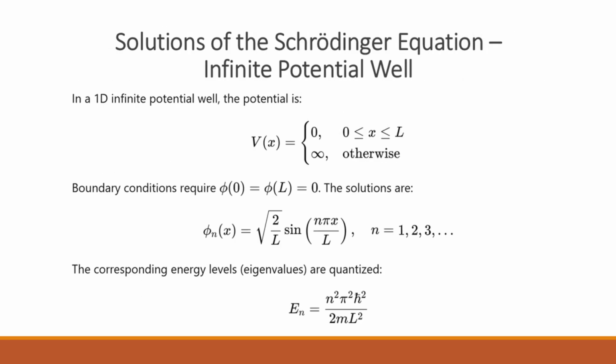In the case of an infinite potential well, the potential energy V(x) is zero inside the well and infinite outside. This creates a one-dimensional box where a particle is confined. The boundaries of the well are at positions x equals 0 and x equals L, and the particle cannot exist outside these limits. The wave functions φ_n(x), representing the particle's state, must be 0 at the boundaries.